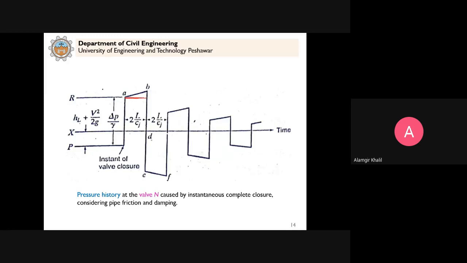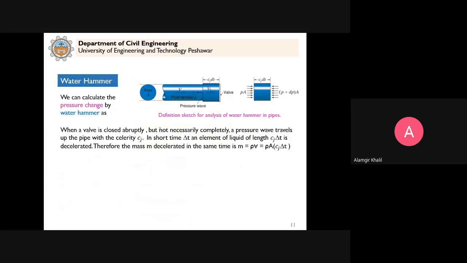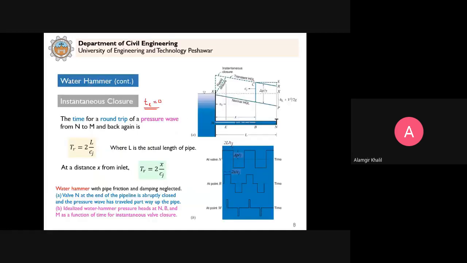That's why you see that, clear, when you consider the pipe friction as well as damping. So you see that instead of horizontal, which I showed you earlier, this was horizontal here. So if we consider the damping, because here you see damping neglected.